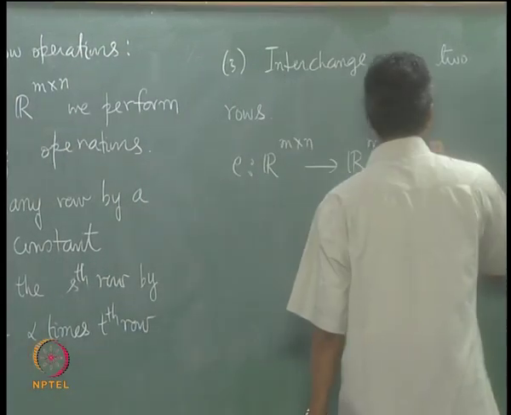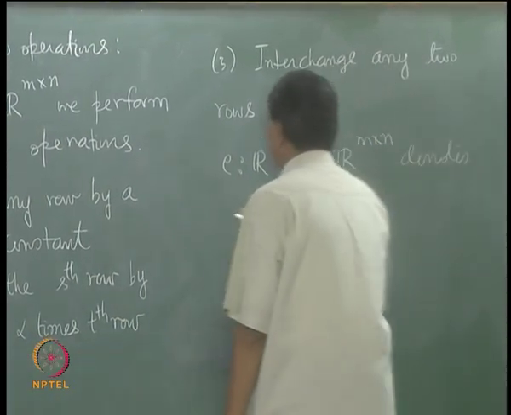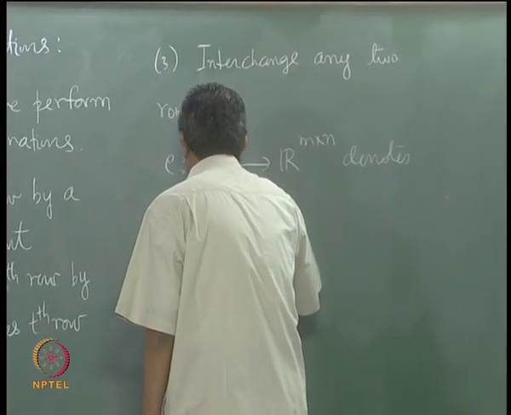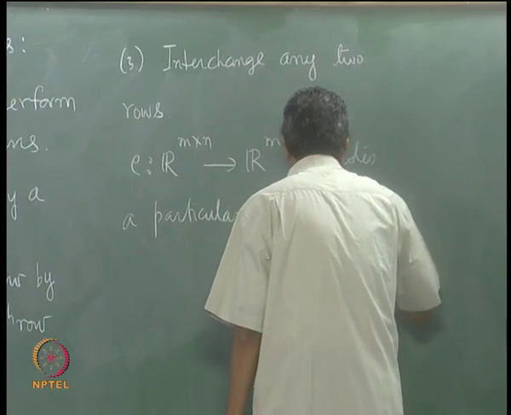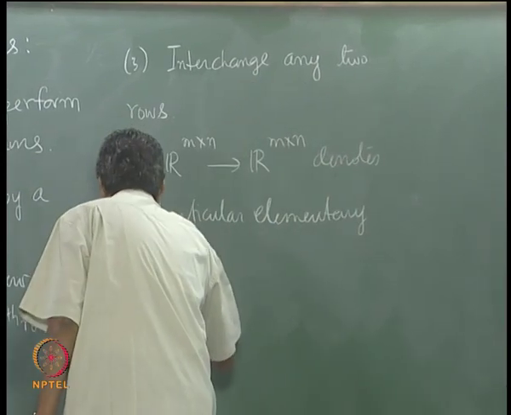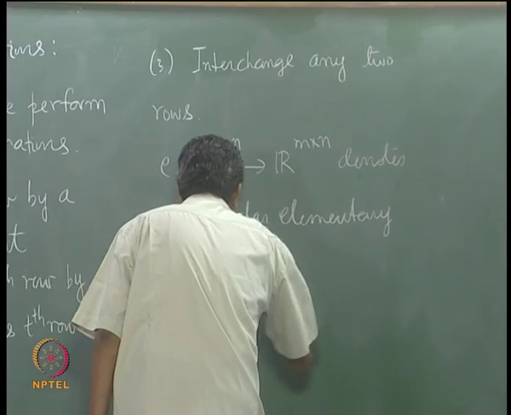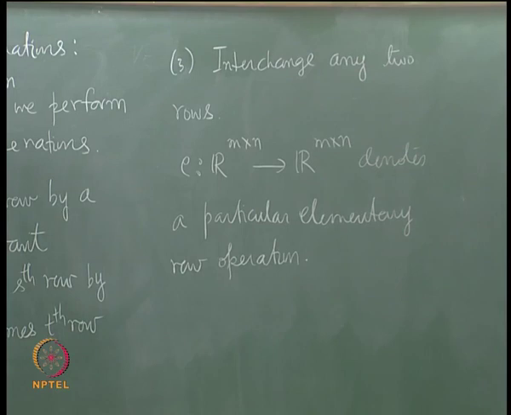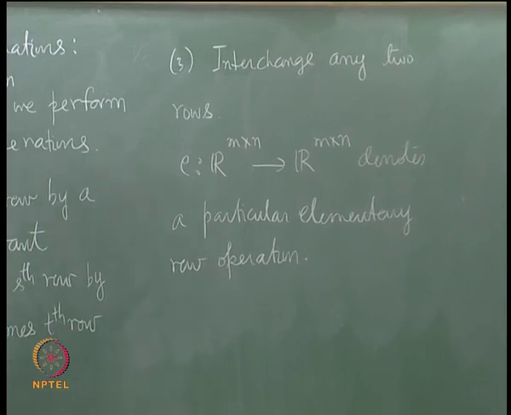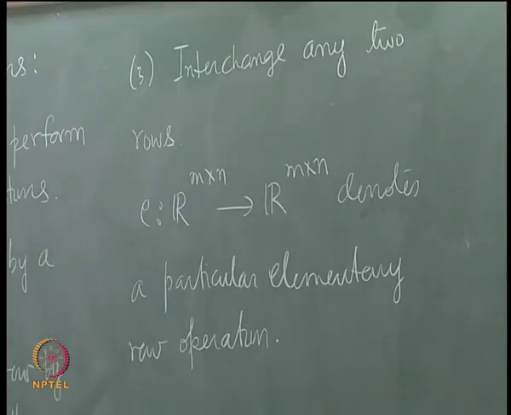E denotes a particular elementary row operation. I will use E1, E2, E3 to denote the three row operations. So what is E1 of A? I need to write down E1 of A completely in terms of the entries of A. That is what I will do next.